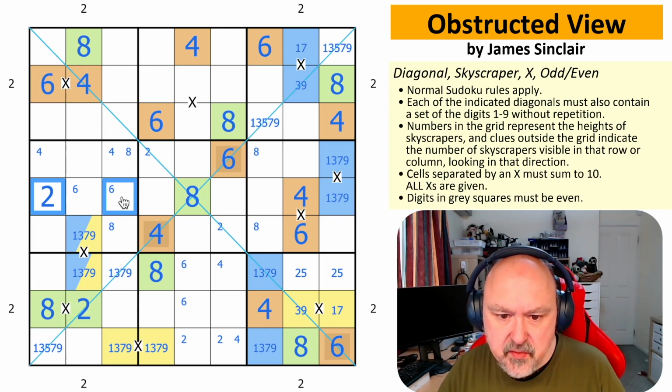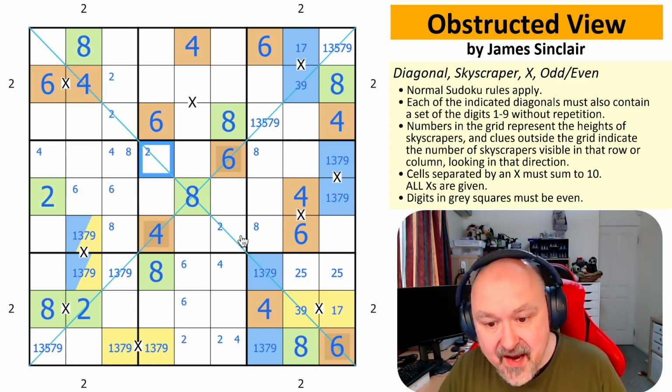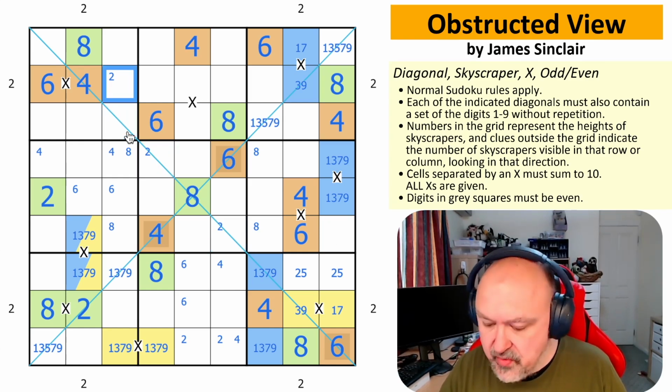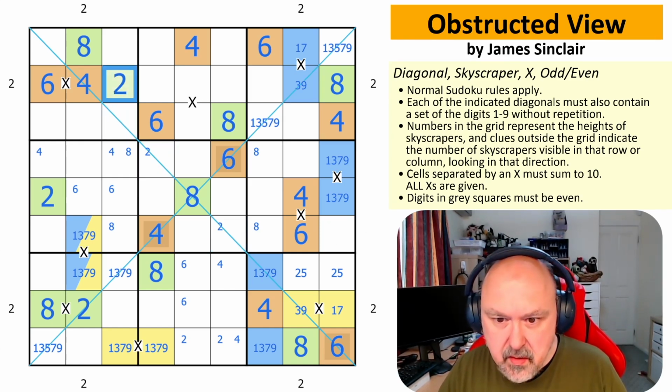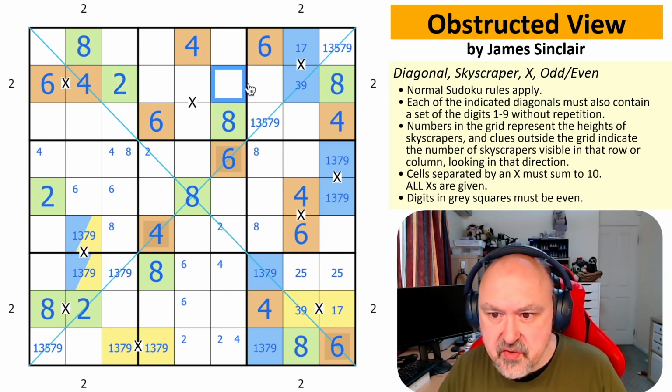Can't be there because of that 2. And it can't be there because it would be forced to be next to an 8. That right there is a 2. Which puts 2 up here, but it can't be next to the 8. So the 2 is in one of those, and it can't be on the diagonal. That is not the 2, that is the 2. Which knocks 2 out of there.